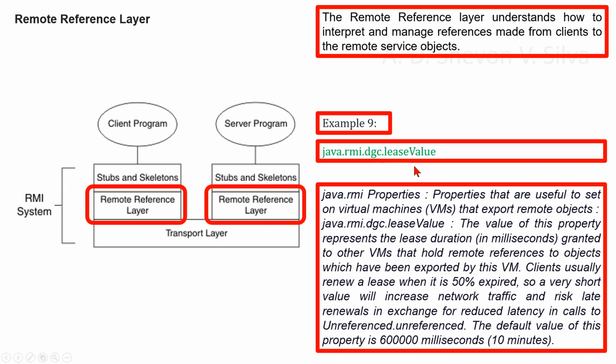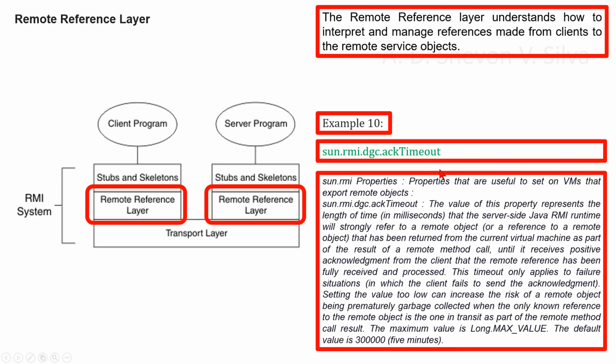Now we are considering properties that are useful to set on virtual machines (VMs) that export remote objects in java.rmi properties. java.rmi.dgc.leaseValue. The value of this property represents the lease duration in milliseconds granted for other VMs that hold remote references to objects which have been exported by this VM. Clients usually renew a lease when it is 50% expired, so a very short value will increase the network traffic and risk late renewals in exchange for reduced latency in calls to unreferenced. The default value of this property is 600,000 milliseconds, 10 minutes.